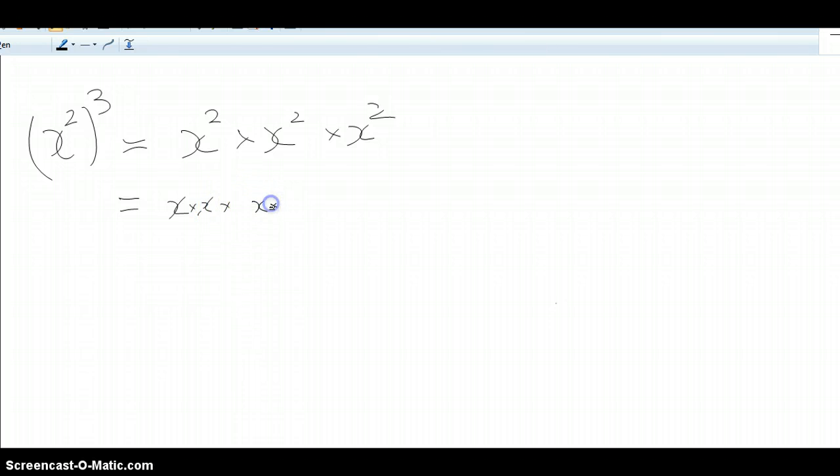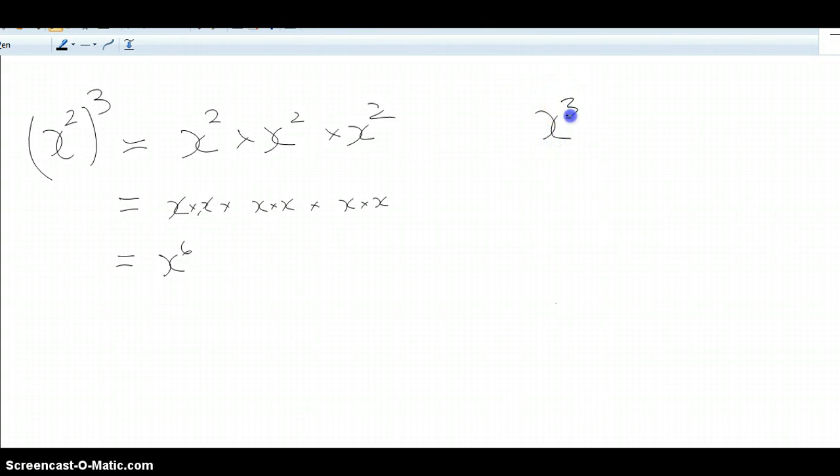I don't mind if you don't write this line out. Each x squared is x times x. Squaring just means multiplying by itself. And the solution, or the simpler way to write x squared all cubed, is x to the power 6. There are 6 x's multiplying by themselves.